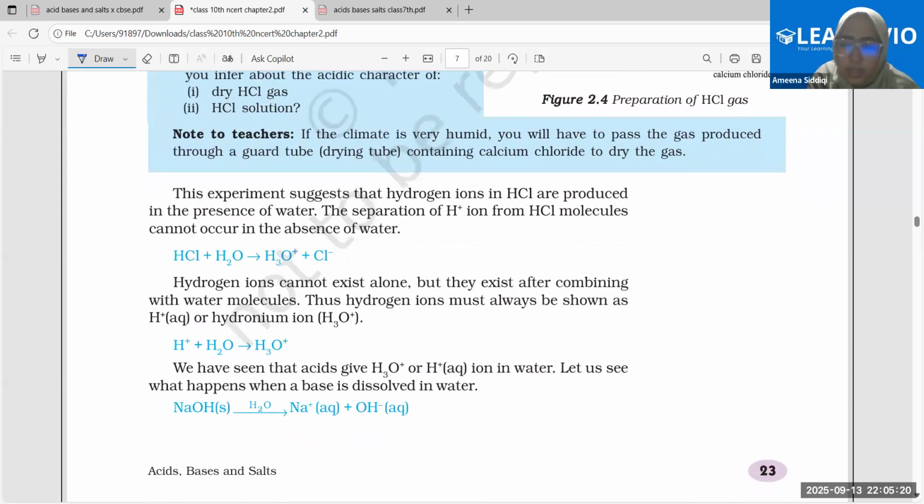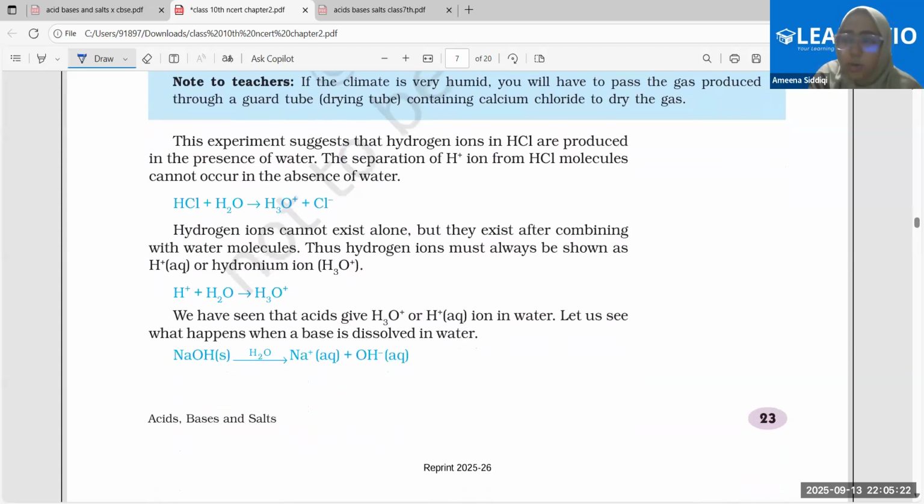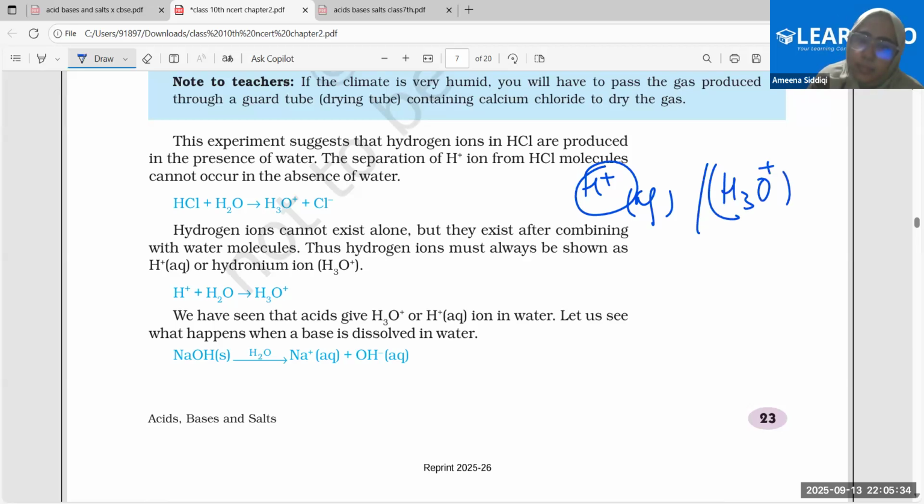Coming on to the next part. Always remember this point is very important. We will never write H+ because it cannot exist like this in the water. Either we will say H+ aqueous or we will say H3O+. So be mindful of these things. These are very important things.